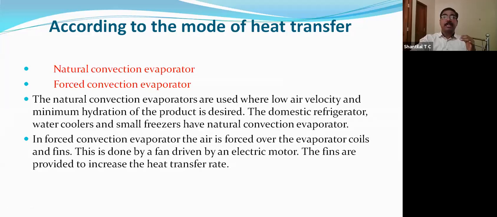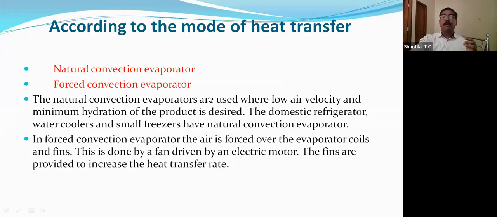In a fins and tube type evaporator, a fan is also provided. That is known as forced convection. That means the air is transferred with the help of a fan. Natural convection means the air passes by natural movement, without a fan. On that basis, by heat transfer method, the evaporator is divided into two types: natural convection and forced convection.